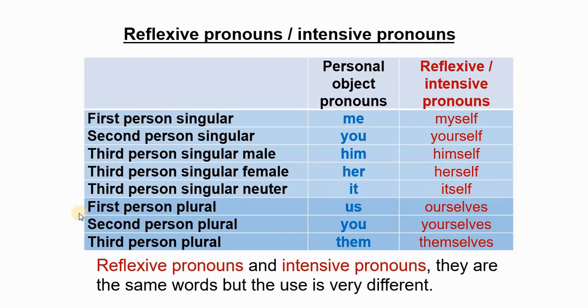Okay? And then we have the plural. So first person plural, ourselves. Second person plural, yourselves. Third person plural, themselves. And try to look carefully. In the singular, they all end in the letter F. Myself, yourself, himself, herself, itself. And in the plural, they end with the letters VES: ourselves, yourselves, themselves.